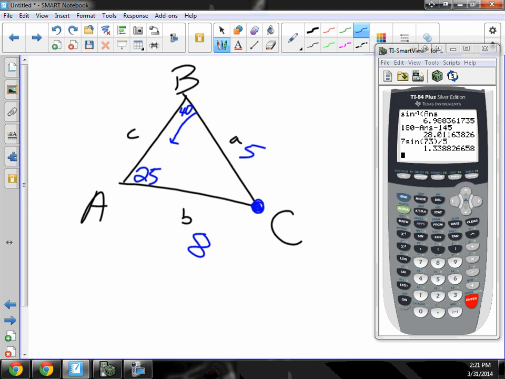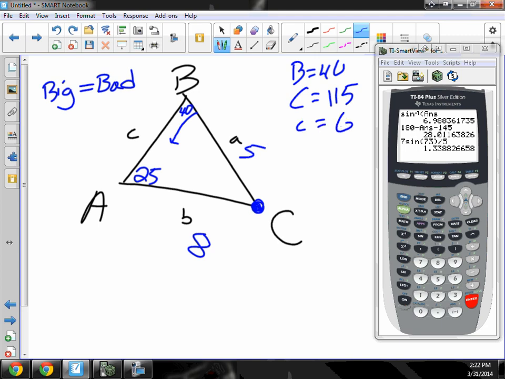Okay? So one thing you can remember, if the new angle is big, that's bad, because then you have to do more work. The new angle is bigger than the original angle, that's bad because you have to do more work to find it. So what you would do is you would finish this triangle. You'd find C, big C, and little c. So you give your answer for B as 40, you give your answer for C, whatever that is, 65, 115, and then you give your answer for little c, which is like 6, I don't know.